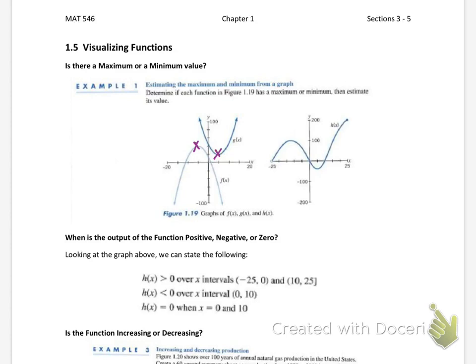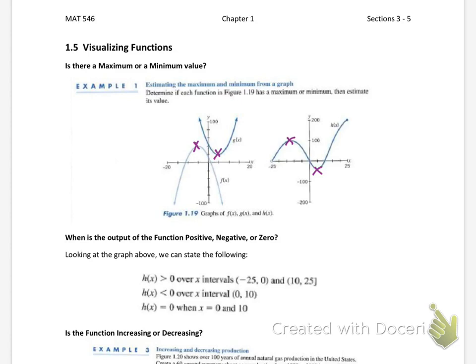Okay, this is a function in the next example, and here, looks like it is h of x, I have a max and I have a min. And you can identify whether the max or min as a coordinate pair of your x's and y's. Okay, so then they say, all right, when is the output of the function positive, negative, or 0? So we're going to be using interval notation here, so look at this carefully.